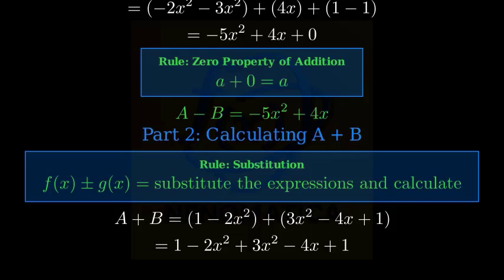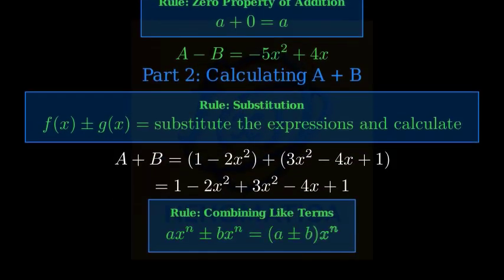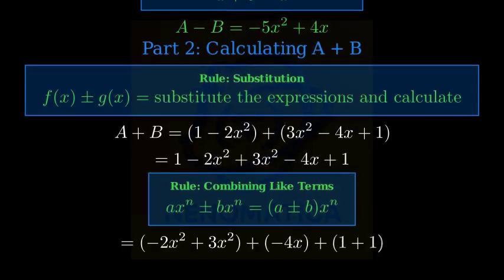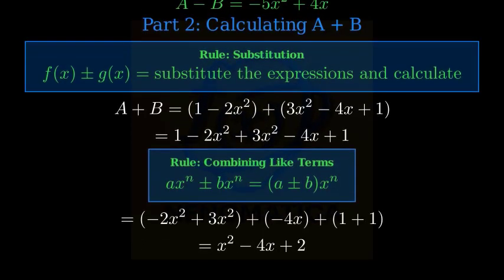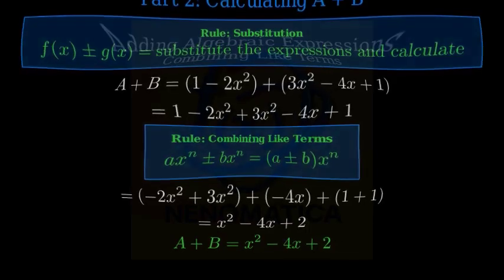Now, let's combine like terms again to simplify our expression. For the x squared terms, we have negative 2x squared plus 3x squared, which gives us x squared. The term with x is negative 4x. And for the constant terms, we have 1 plus 1, which equals 2. So, our final answer for a plus b is x squared minus 4x plus 2.